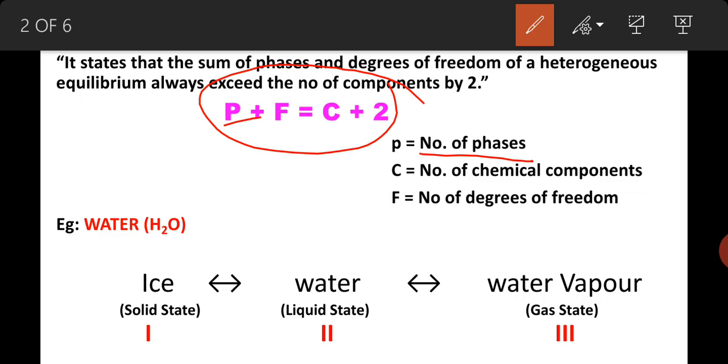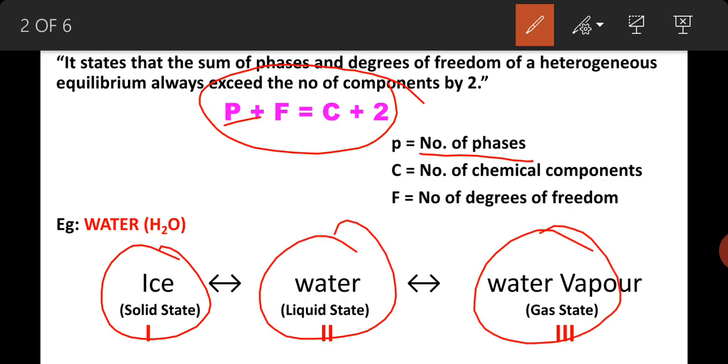For example, I will take water. Water consists of three forms: ice in the solid state, water in the liquid state, and water vapor in the gas state. These three states are in equilibrium with each other. These three states can be physically identified with our naked eyes and mechanically separated by using temperature. At 0 degrees centigrade, ice is separate from the other two states, the same as at 100 degrees centigrade, water vapor is separate from the other two states. Here, the phases are 3, P = 3.